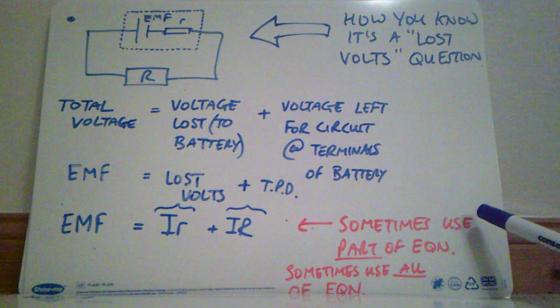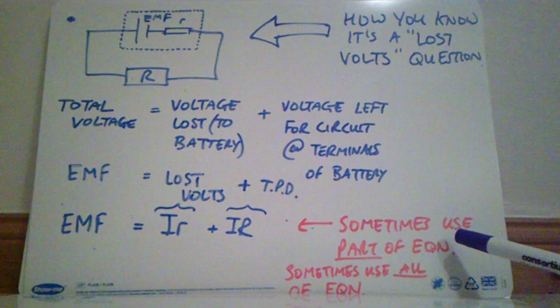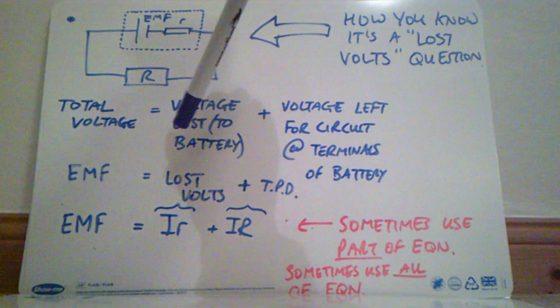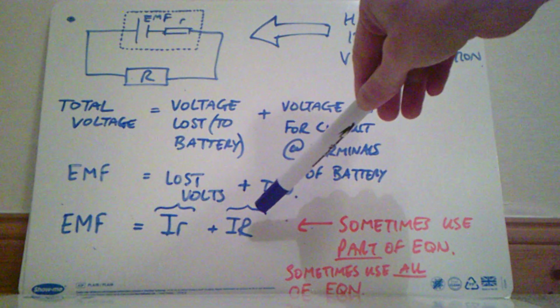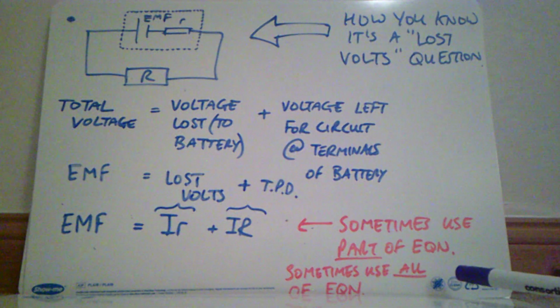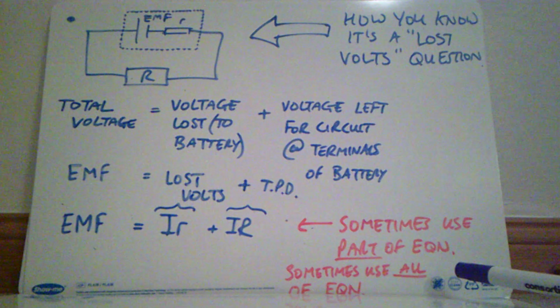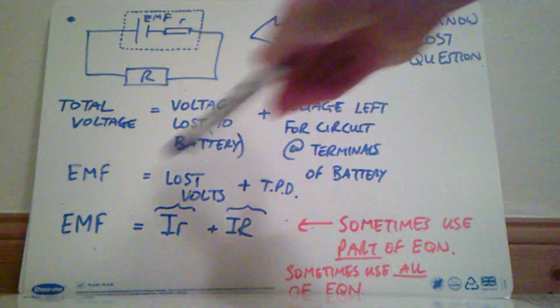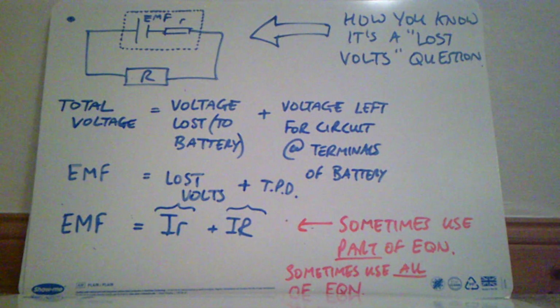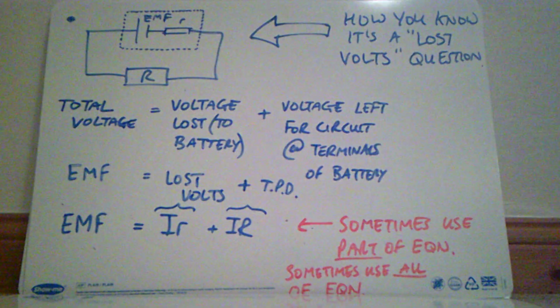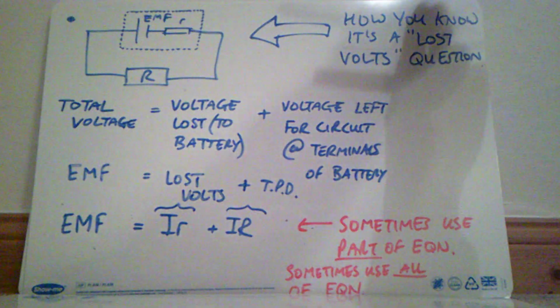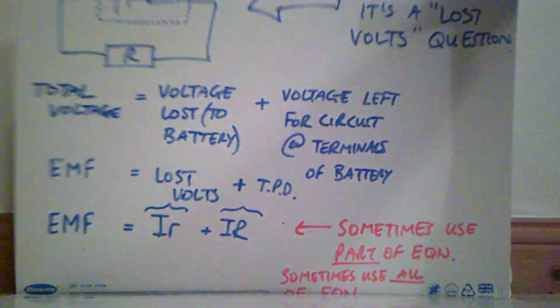Now sometimes you use part of this equation, so sometimes you can just say lost volts equals I r, or sometimes you just say TPD equals I big R, but sometimes you have to use all of the equation. It's not unusual for you to have to use all of the equation as a first step in order to find current, and then as a second step you can just use part of it, because now you've got current, you can find either lost volts or terminal potential difference.